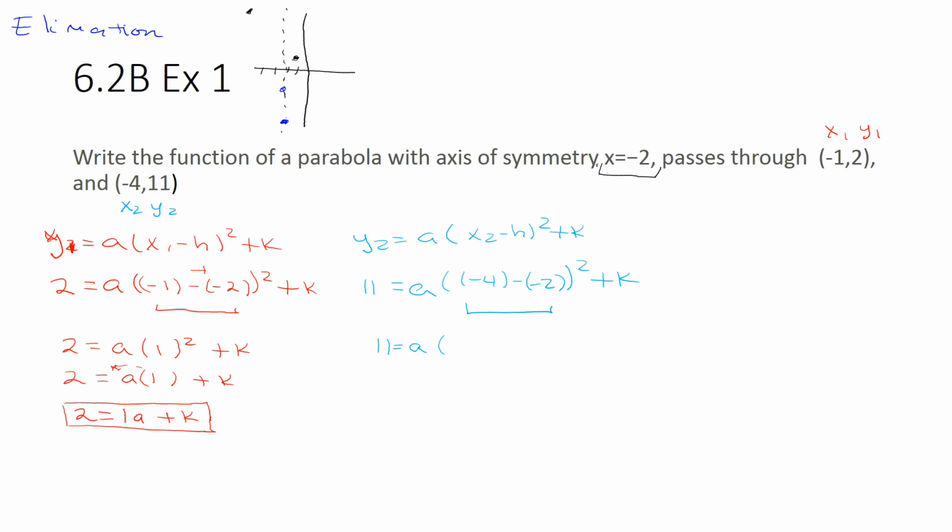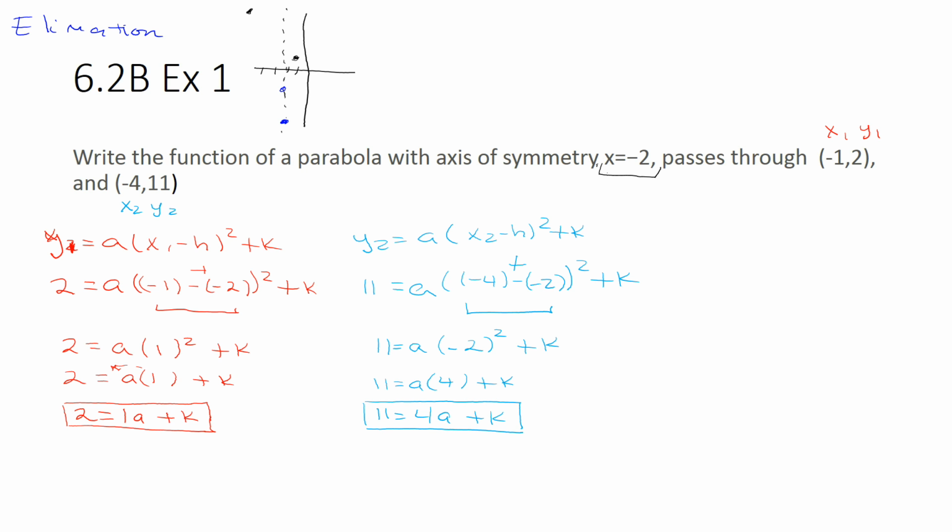11 is equal to a times -4 minus -2. That turns into a positive there. So -4 plus 2 is -2 quantity squared plus k. -2 squared is +4. Be careful with that. Okay, and then to make it pretty, we just move that 4 to the front. And there we go. We have our system of equations.